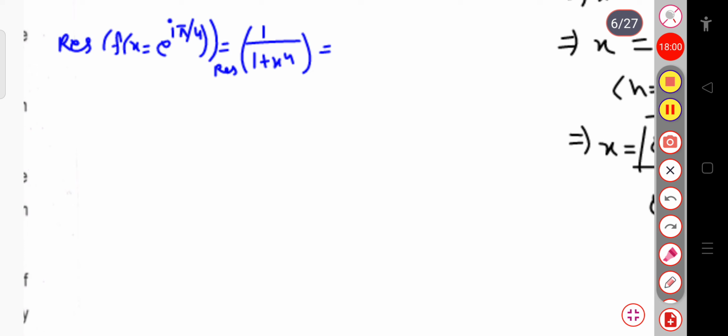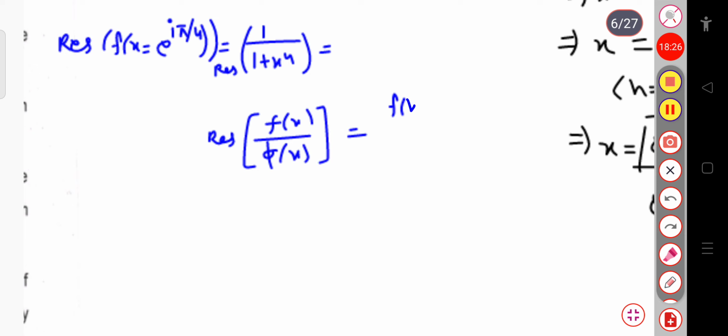this is in the form of phi of x divided by psi of x. So it means this is your one function, that is 1, and another function is 1 plus x power 4. Since it has a pole of order 1, the residue of the function f of x divided by some psi of x is simply f of x divided by the derivative, psi prime of x. You have to calculate like this.